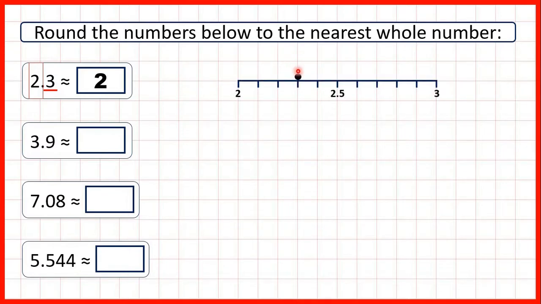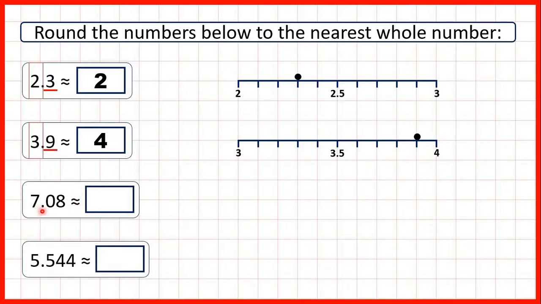And we can see on a number line that 2.3 is between the whole numbers 2 and 3. But it's closer to 2, so we round down to 2. Now we have 3.9. So to round to the nearest whole number, we circle the ones digit and look at the tenths. We have 9 tenths, and remember, if the digit is 5 or more, we're rounding up. So 3.9 rounds to 4. And we can see on a number line that 3.9 is closer to 4 than it is to 3, so we're rounding up to 4.